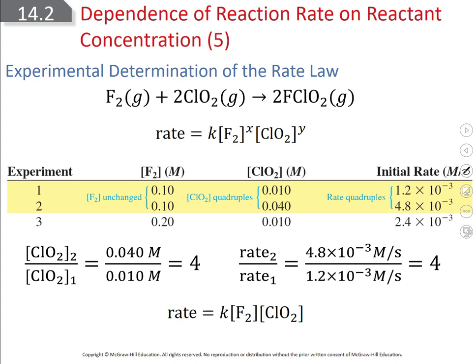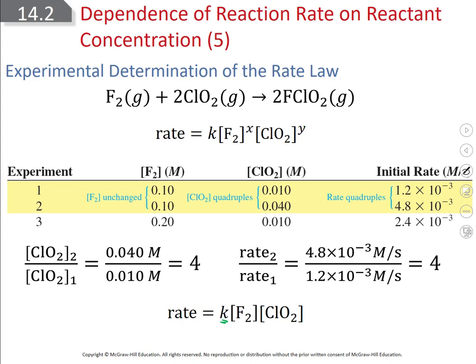Now, looking at our rate law, what do we still not know in this rate law? What's still an unknown here? K. Okay, we don't know what K is. But we know that the rate is equal to K times the concentration of fluorine times the concentration of chlorine dioxide. At this point in time, we can solve for K by plugging in experimental data. Which experiment? Honestly, it does not matter. Experiment 1, 2, or 3, all of them should give you pretty close to the same K value. I always just pick the first experiment.